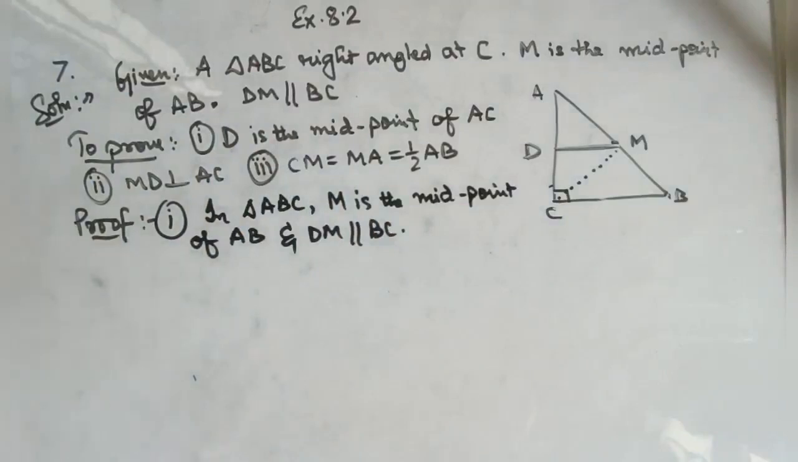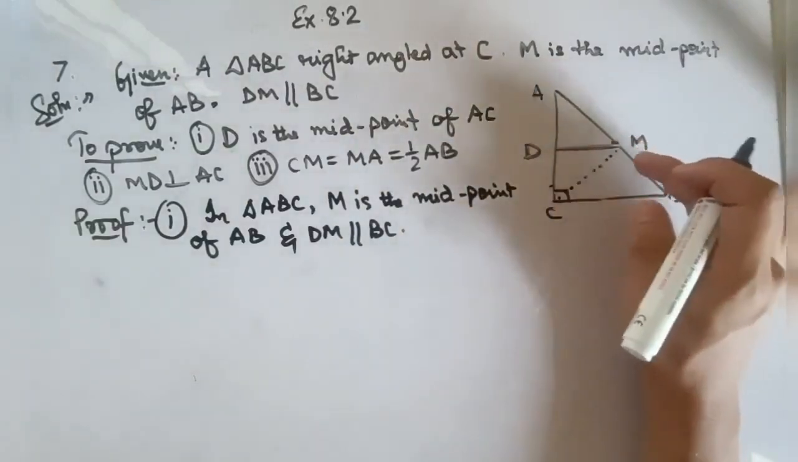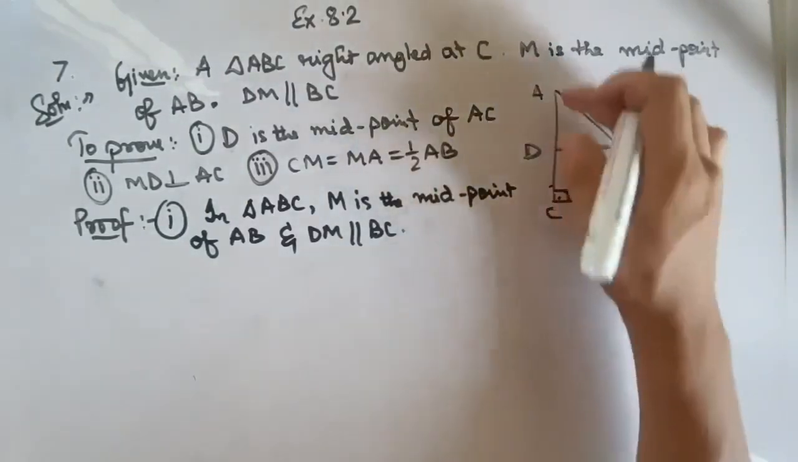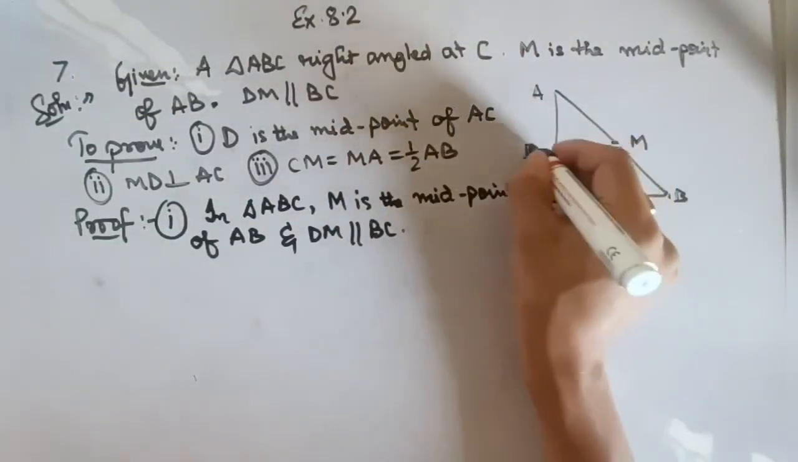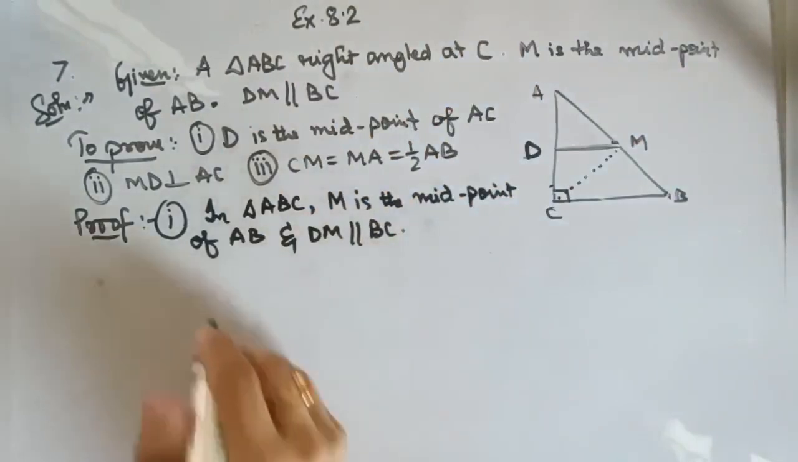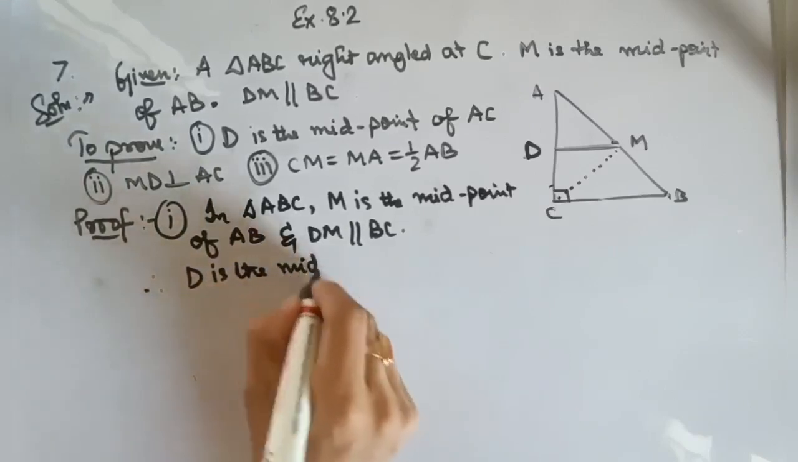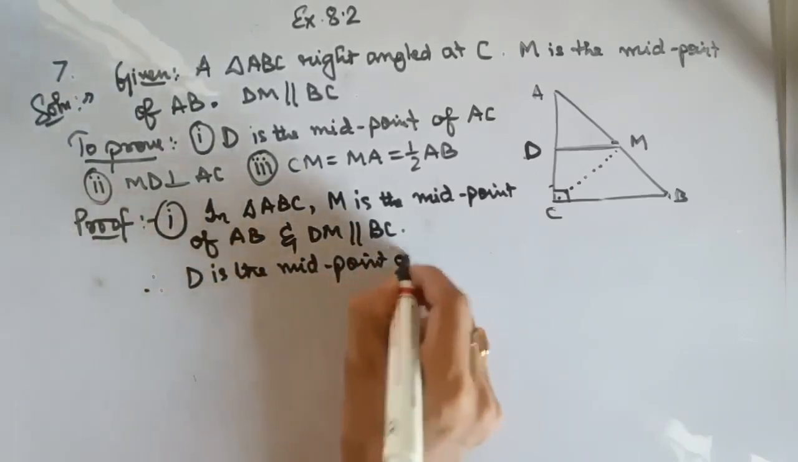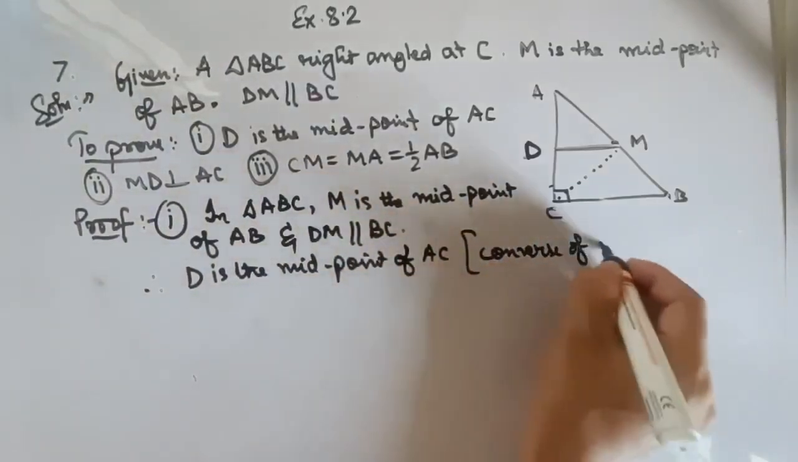Now, if you recall, the converse of the midpoint theorem says the line drawn through the midpoint of one side of a triangle parallel to another side bisects the third side. So, according to the converse of the midpoint theorem, this point D bisects the third side AC, that is, D is the midpoint of AC. This is the converse of the midpoint theorem.